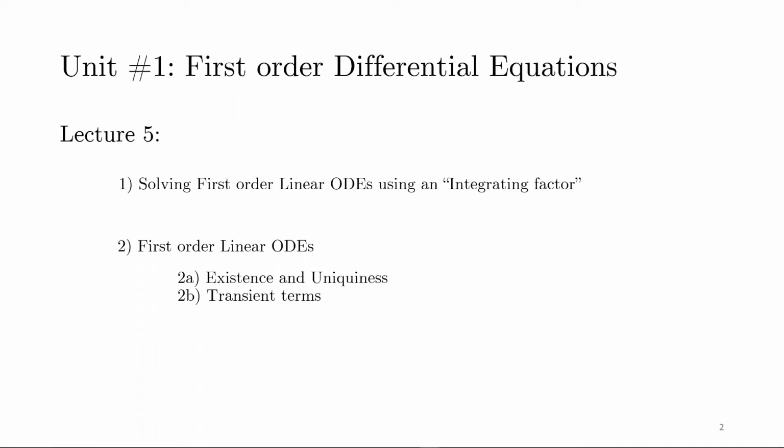Secondly, we're also going to introduce the existence and uniqueness theorem for first order linear ODEs. We previously wrote down a theorem on existence and uniqueness for general first order ODEs, but now we're going to have a specific one for first order linear ODEs. And thirdly, we're also going to introduce something called transient terms.